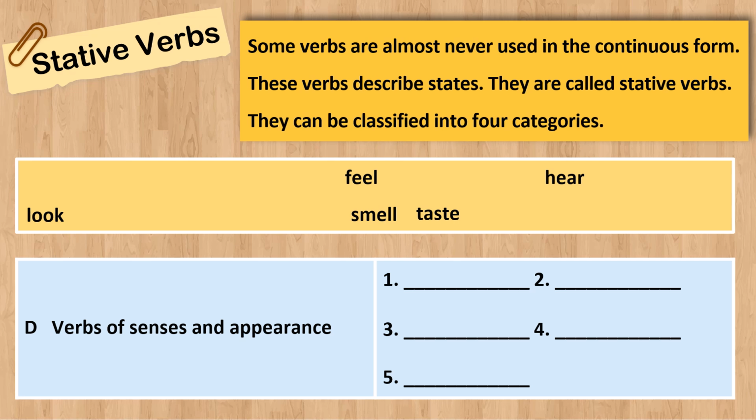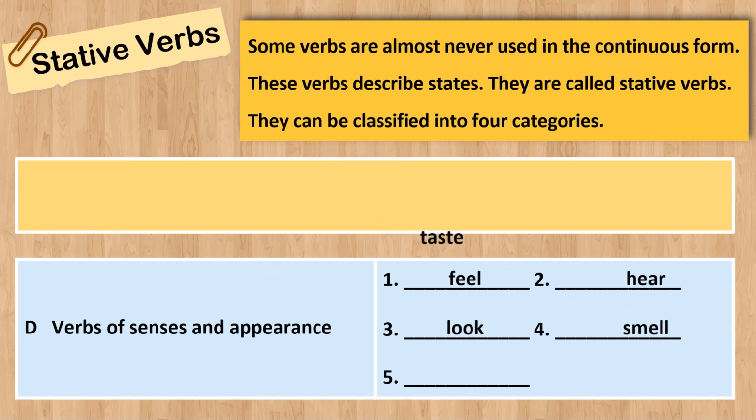Then we come to our last category. Let's talk about the 5 senses. These stative verbs describe how things seem, feel, smell, sound, or taste. You already know the answer because there are only 5 words left. Let's see, the first one is feel, hear, look, smell, and taste.